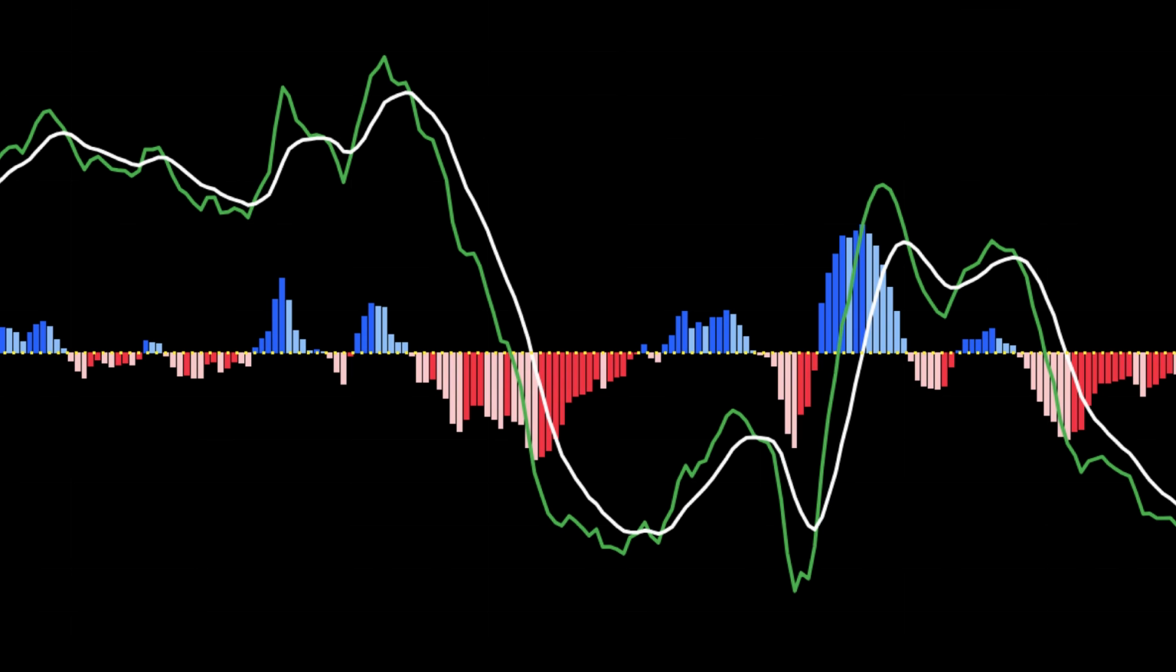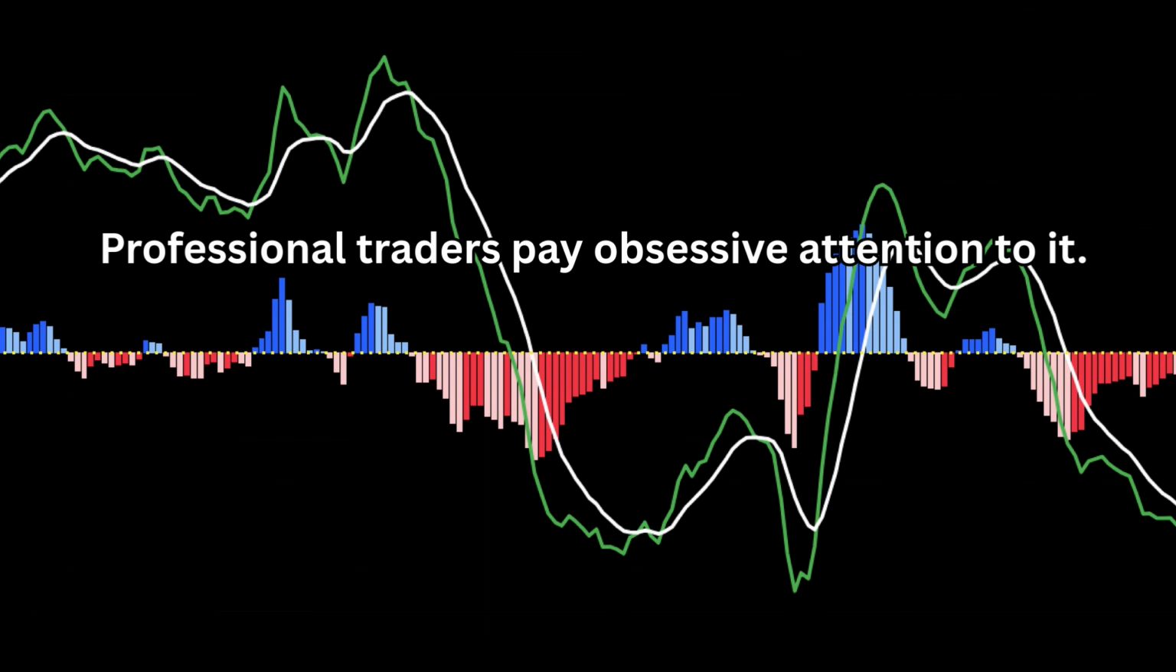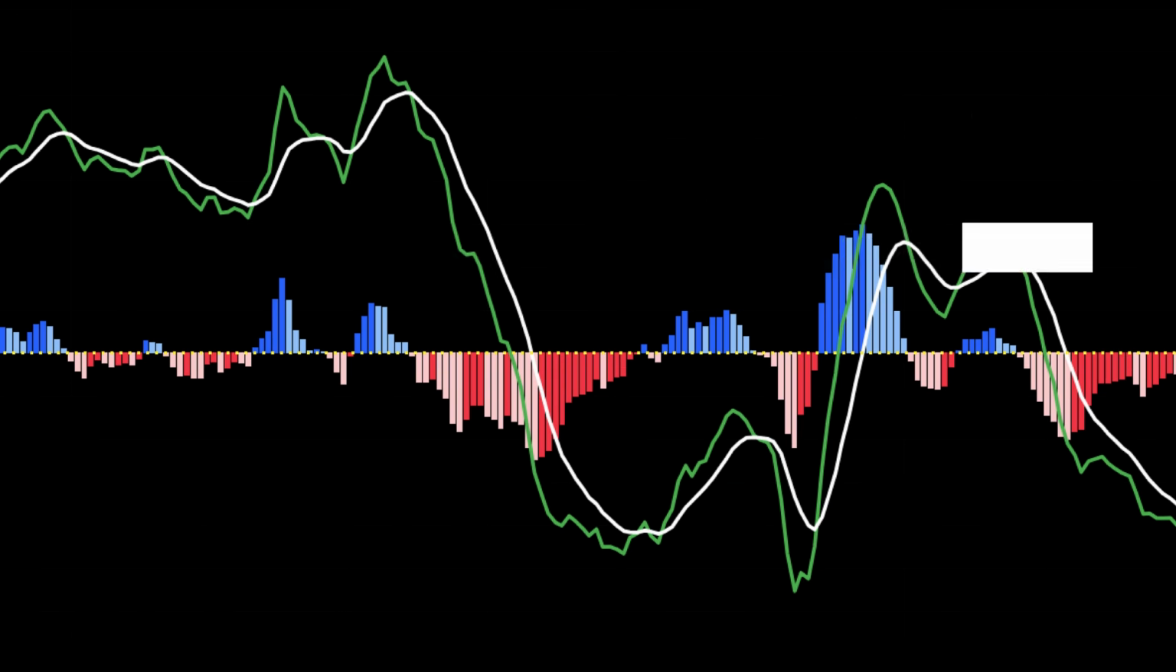The histogram, therefore, allows us to anticipate. We can see the deceleration of momentum before the lines even cross. It's the most leading component of the indicator, and professional traders pay obsessive attention to it.